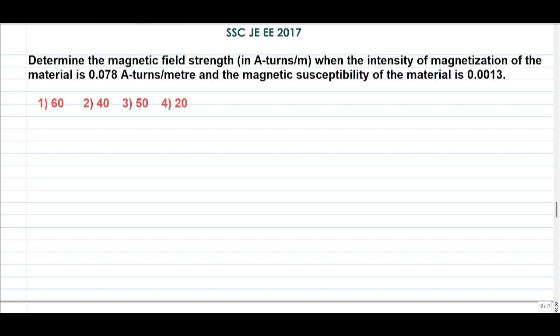Determine the magnetic field strength in ampere turns per meter when the intensity of magnetization of the material is 0.078 ampere turn per meter and the magnetic susceptibility of the material is 0.0013. Okay, I am once again reading the question. Here we need to find the magnetic field strength in ampere turns per meter when the intensity of magnetization of material is 0.078 ampere turn per meter and the magnetic susceptibility of the material is 0.0013. Okay, this is the question.